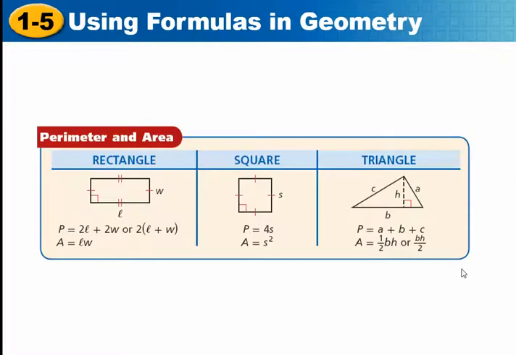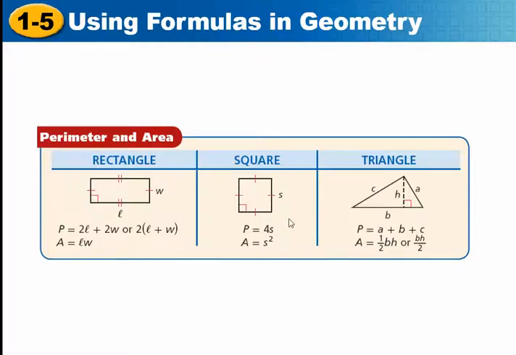Here's some basic formulas for perimeter and area of a rectangle, a square, and a triangle. Put these in your notes, make sure that you know them. The perimeter of a rectangle, again, you could just add up all the sides, or you could say 2 times L plus 2 times W, or you could even write 2 times parentheses L plus W. So you could add the length and width together and then multiply by 2. The area is just length times width.